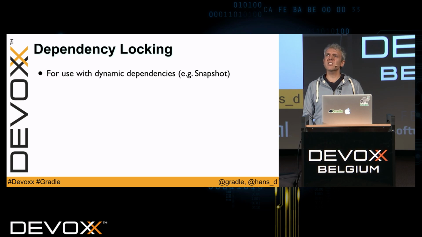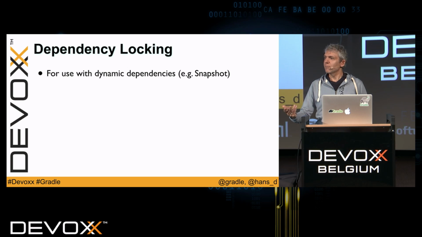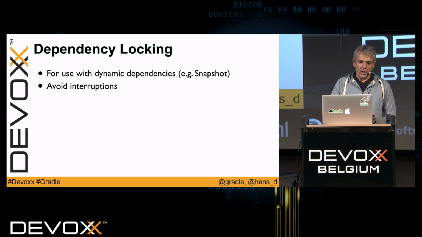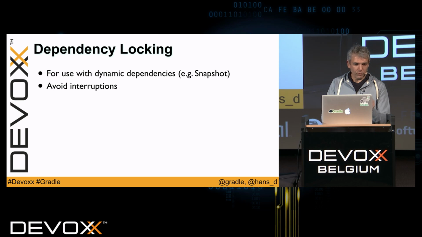Who of you is using Maven snapshot dependencies, of the Maven users? They have their downsides, let's put it like that. And with dependency locking, you can use dynamic dependency. You can say, always give me the latest, but you can lock a certain state of your dependencies down.